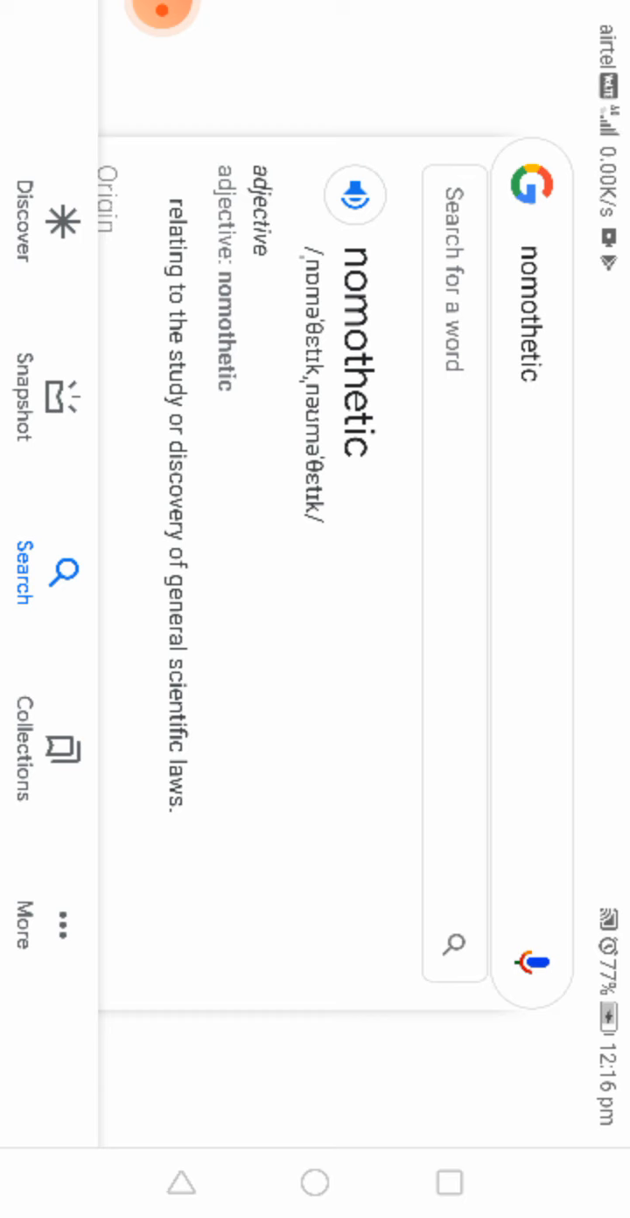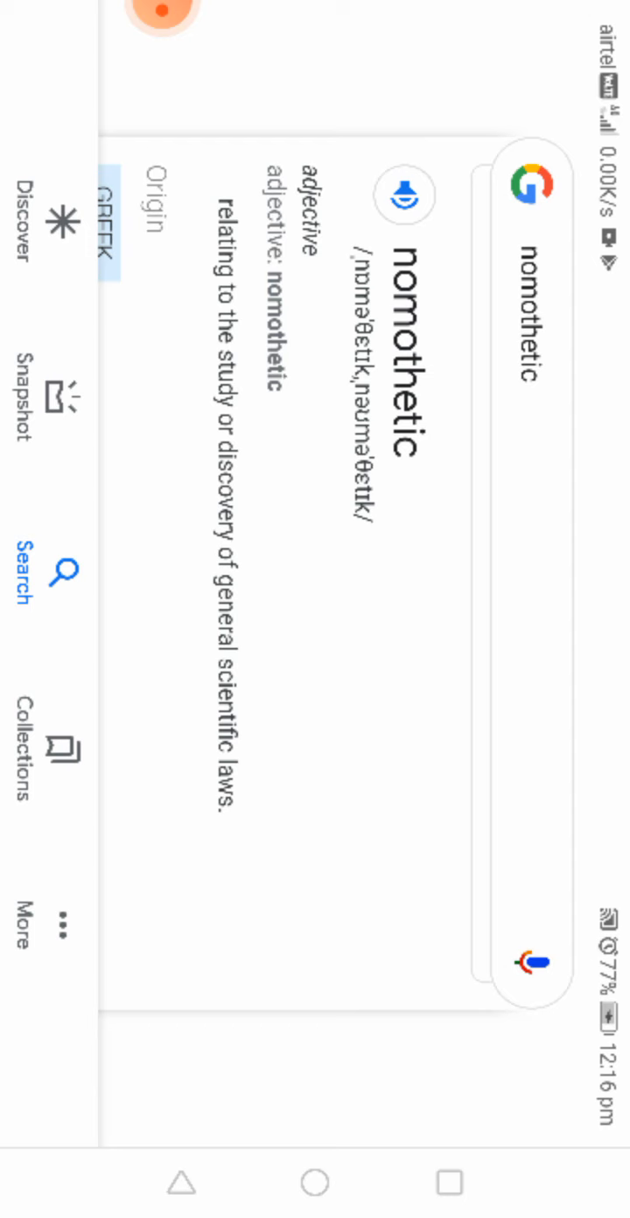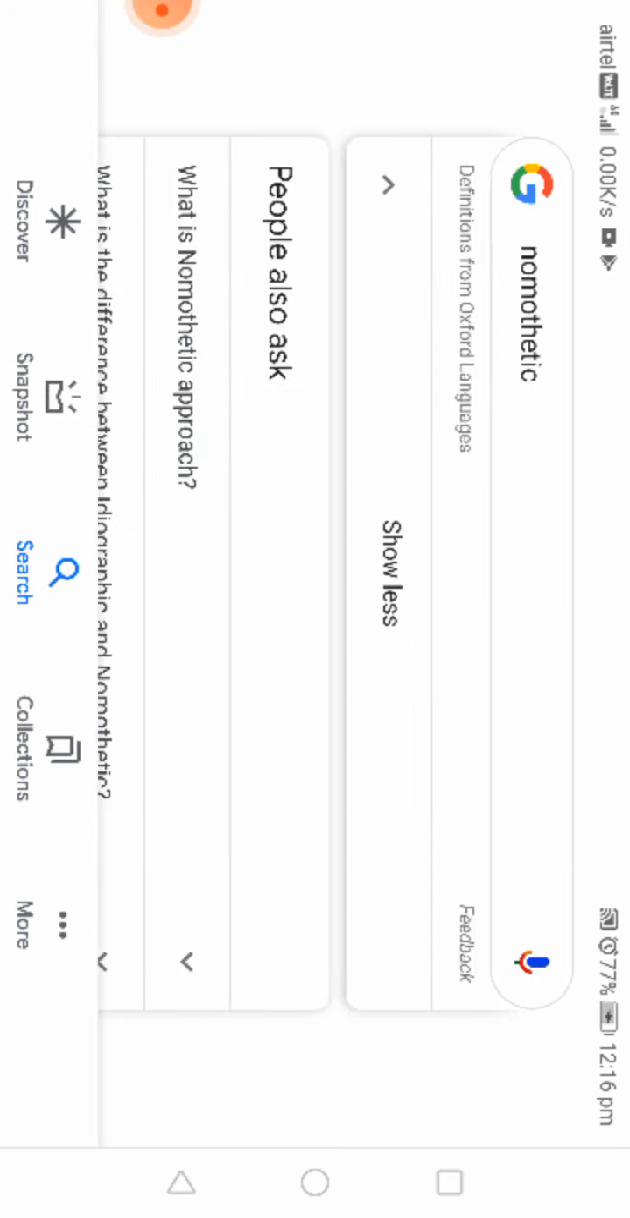Nomothetic. Adjective. How do you use this in a sentence? Adjective relating to the study or discovery of general scientific laws. Nomothetic, relating to this. How to use this in a sentence?